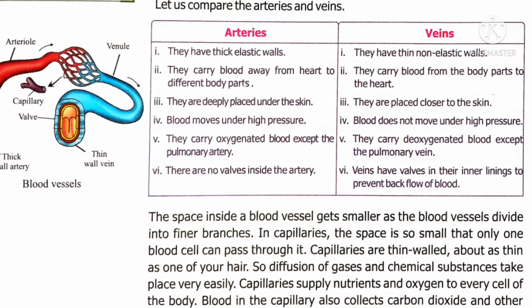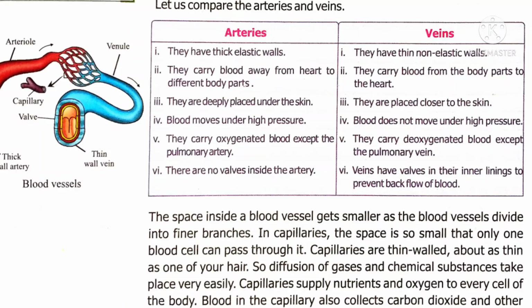Finally, we can conclude that blood vessels are of three types: arteries, veins, and capillaries. Arteries carry oxygenated blood from the heart to different parts of our body, whereas veins carry deoxygenated blood back to our heart. That means all the veins carry deoxygenated blood from all parts of the body to our heart. Arteries have thicker walls because they have to carry blood which is pumped by the heart, whereas veins have thin non-elastic walls. These veins and arteries are connected by small tube-like structures called capillaries.